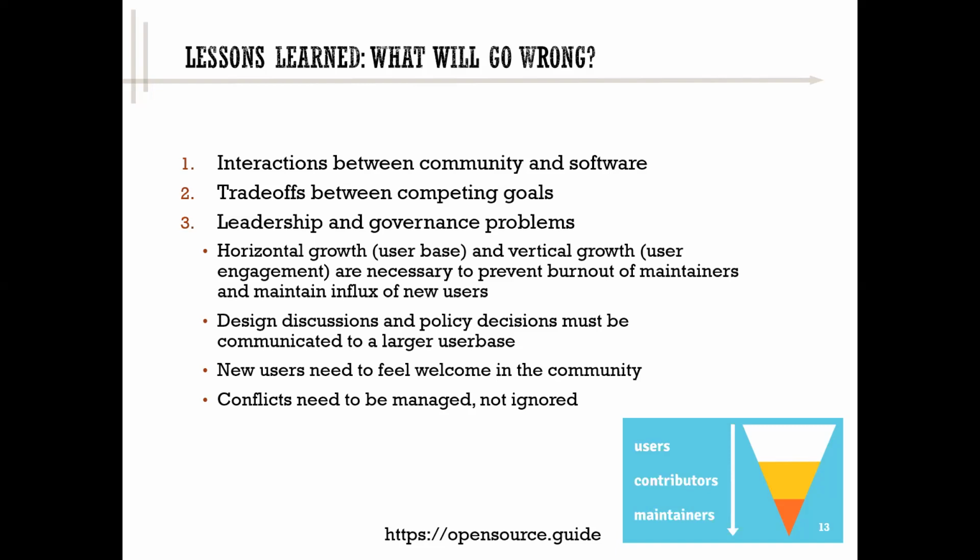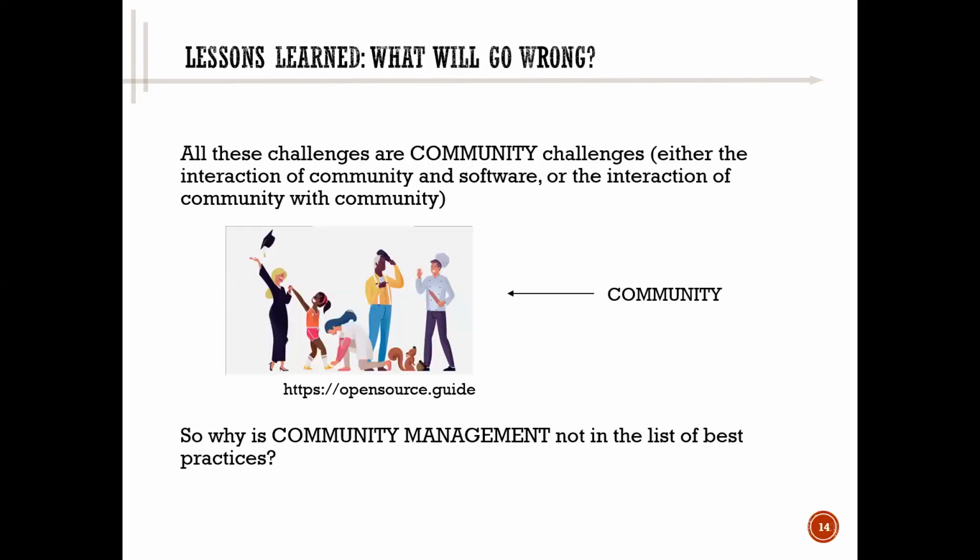And finally, in all communities, there can be conflicts between members, either because of features or because of personalities or because of policies in the project. And these conflicts need to be managed in some form and cannot be ignored. So all of these challenges are somehow related to the community, either because of the interaction between the community and the software, or the interaction of the community with other parts of the community.